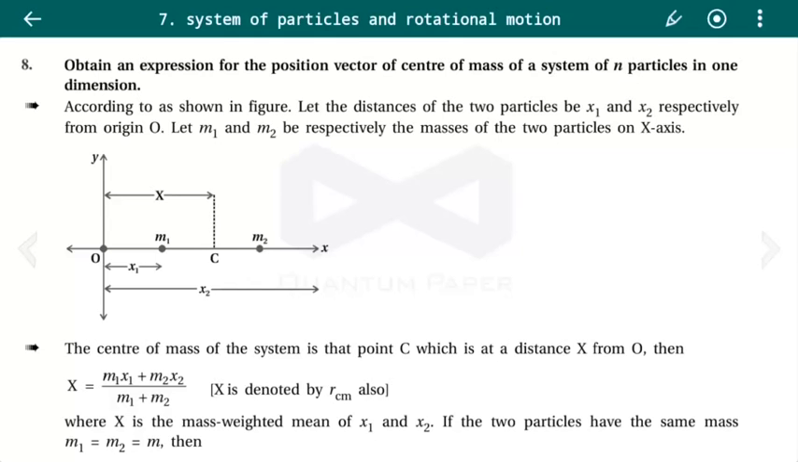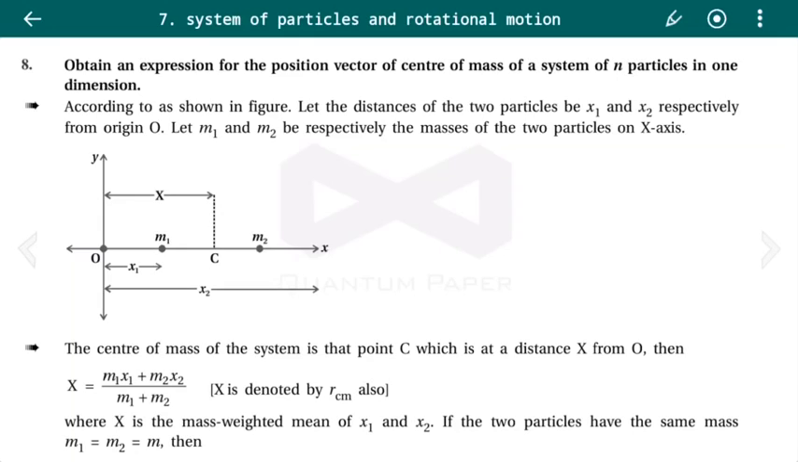Now let us obtain an expression for the position vector of center of mass of a system of n particles in one dimension. That means here we are going to consider the system of particles in one dimension, and for that system of particles we are going to find the center of mass. As discussed earlier, center of mass is the point where the total body mass is concentrated.